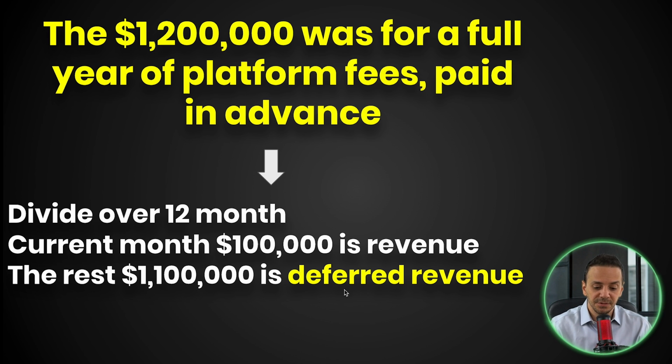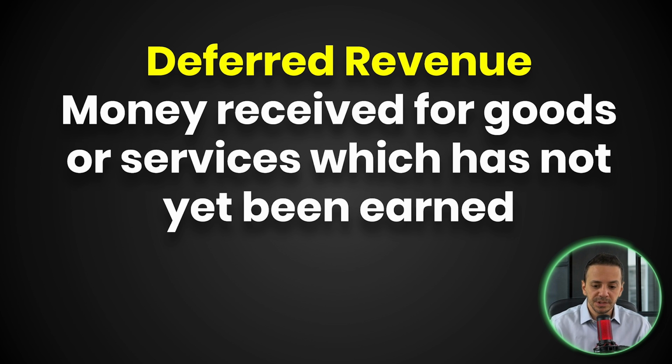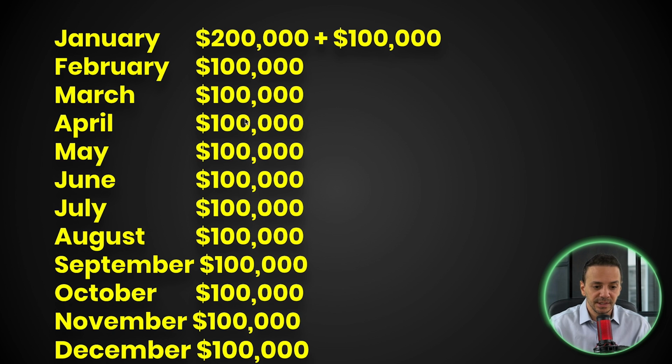Well, what is deferred revenue? Deferred revenue is money received for goods or services which has not yet been earned, right? So we all know that revenue should be recorded when earned. We have not earned the 11 months' worth of service in this case, so we're going to defer the recording of this revenue. So the summary of it is that January will get revenue of $200,000 plus $100,000 out of the $1.2 million, and then the remainder of the $1.2 million will get divided over the subsequent 11 months.